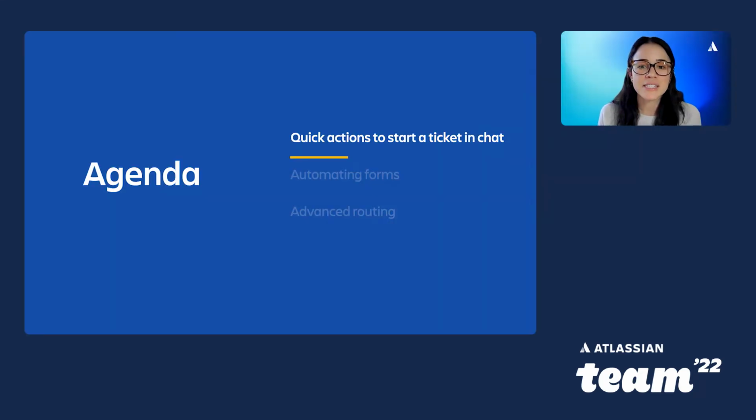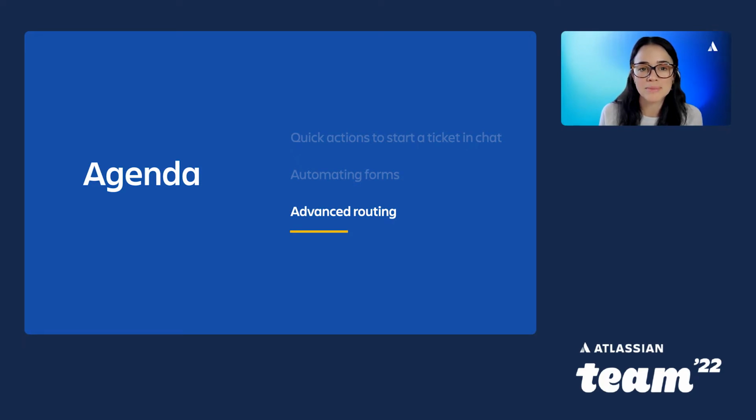Our agenda for today is for me to show you how users can take quick actions, like adding an emoji or clicking a button to raise a ticket in chat, how we can automate ticket creation using forms for your request types in both Slack and Teams, and to cover the advanced routing that you can set up to automate your ticket management workflow within Halp.